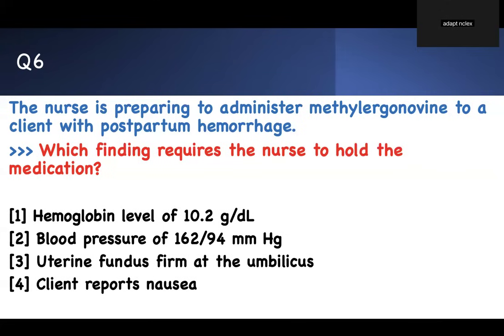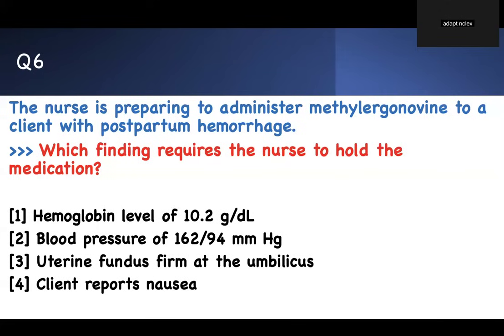To the client with what? Postpartum hemorrhage. Keywords. If I give you a medication because you're bleeding, it's going to cause constriction. It's going to make the uterus contract and get smaller so that you stop bleeding. Like the way I taught you how pharmacology works: I give you the medication and what it's used for. Postpartum hemorrhage, because it causes vasoconstriction. Which finding requires the nurse to hold the medication? This is prioritization 101.